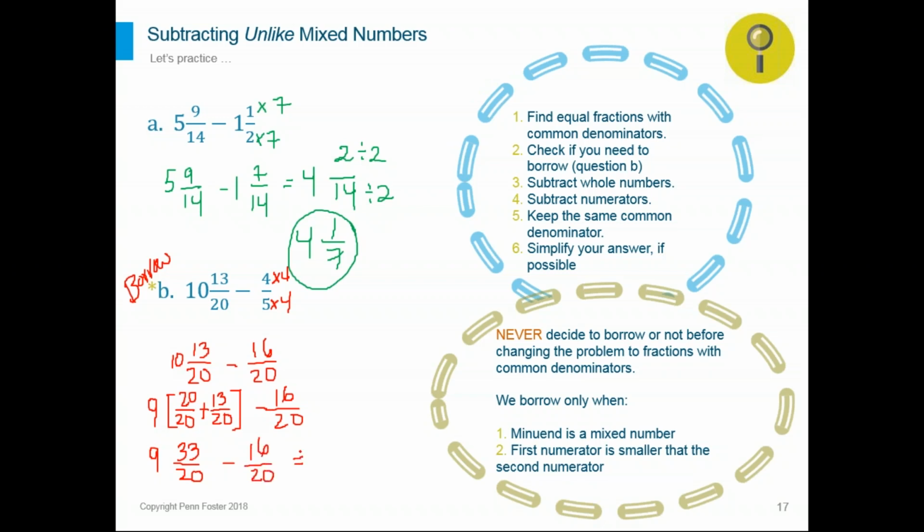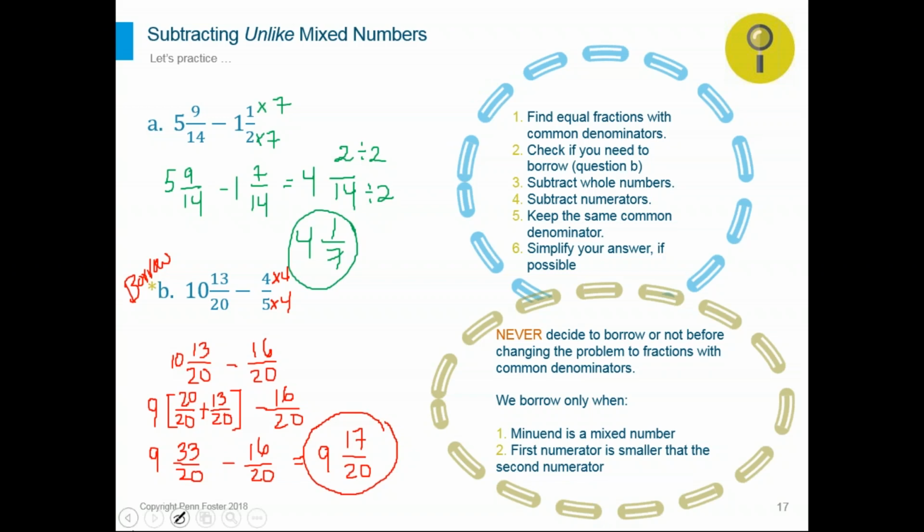Now I'm able just to perform the subtraction. 9 minus nothing is 9. I have the 20 still in the denominator. 33 minus 16 will give you 17. Nothing common. It's a proper fraction. Then this is the difference.